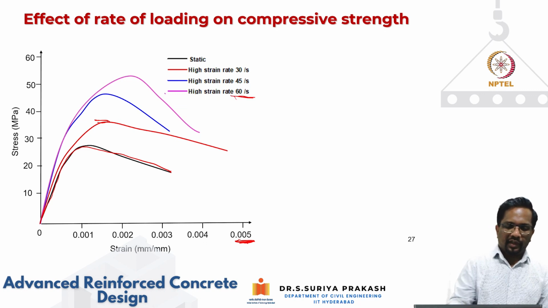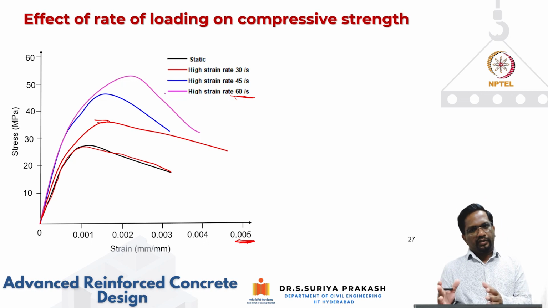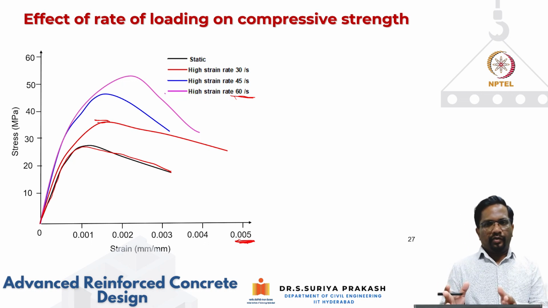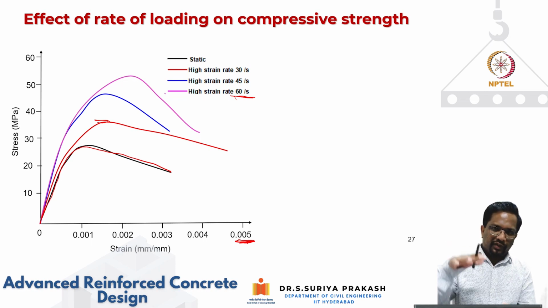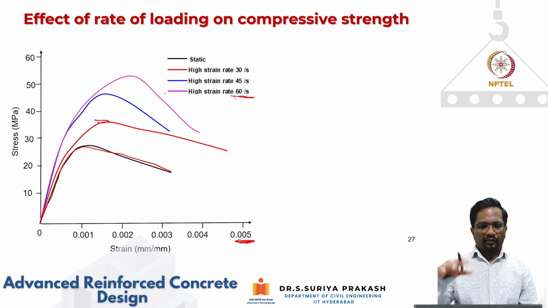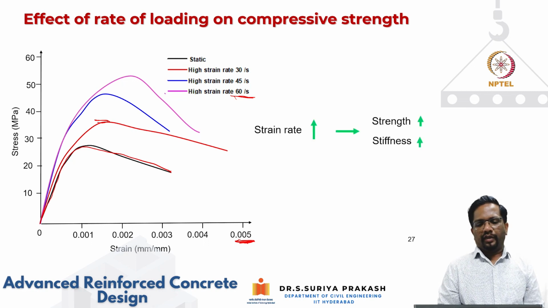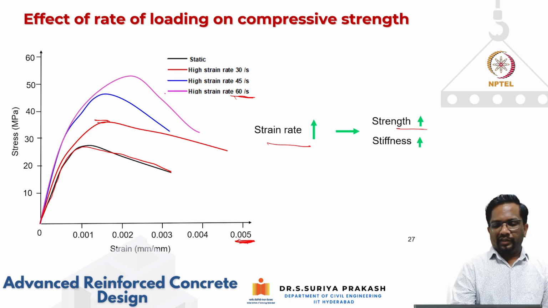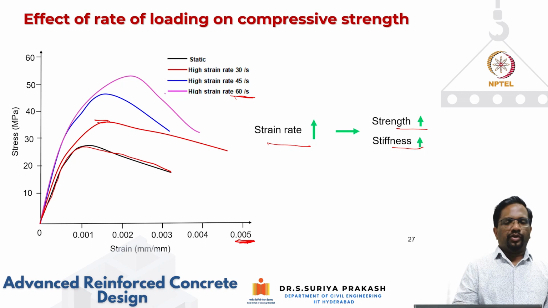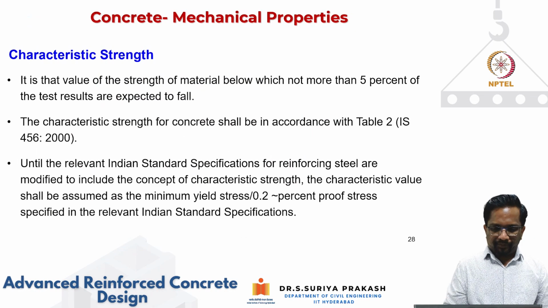So using that, again I can modify the stress strain relationship that I have for concrete under static condition, which are tested under a very low speed of strain. Then using these factors, as the strain rate is increasing, we are seeing that the strength is increasing quite a bit, and the stiffness, or the elastic modulus, is also increasing.